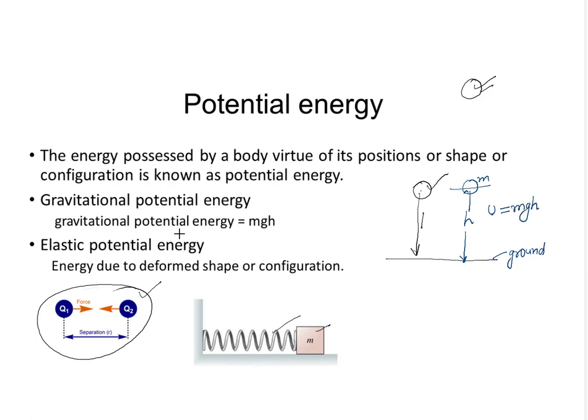Now there is something known as elastic potential energy. Elastic potential energy is energy stored due to deformation or the configuration. See here, because I have two charges, there is some potential energy stored in these two charges, and if I compress this spring or even if I extend this spring, in both cases the spring is getting deformed, and because of that deformed shape, the spring has stored some potential energy. That energy is known as elastic potential energy.